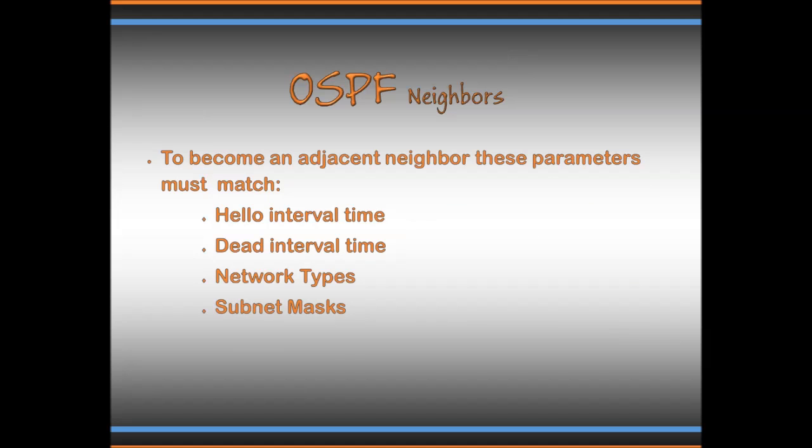In OSPF, to become an adjacent neighbor, there are parameters that must match on both routers. For one, the hello interval time must match. In addition, the dead time interval, the type of network, and the subnet mask. All these must match in order for the two routers to establish adjacency.